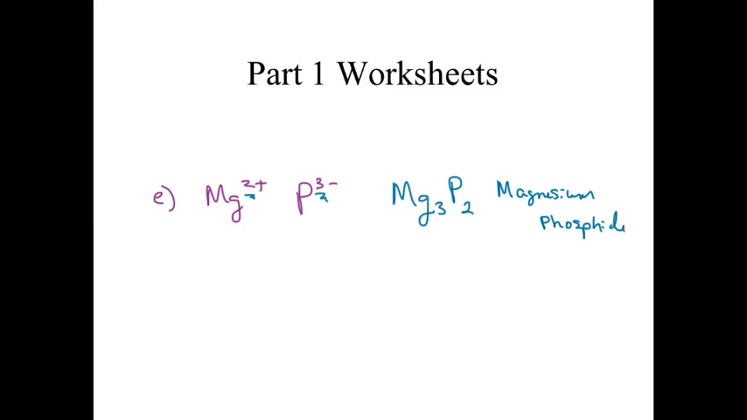And then you can go ahead and do the bottom section for part 1. In the bottom section, I give you the name and ask you to give me the component ions and then the neutral formula. So let's pick on F. F on the bottom part, and that's aluminum sulfide.